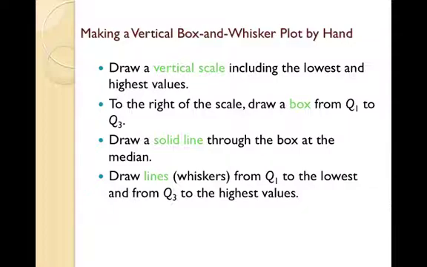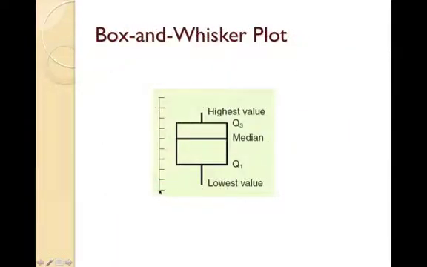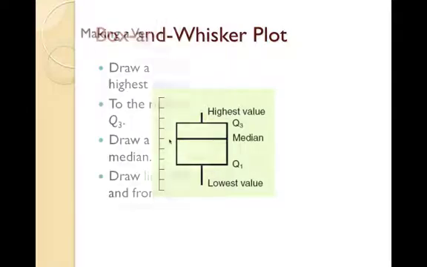All right, so making a vertical Box-and-Whisker plot by hand, you're going to draw a vertical scale, including the lowest and highest values. So here, if our lowest value was 1 and the highest value was, let's say, 24, we would go perhaps from 0 to 30 on our vertical scale.